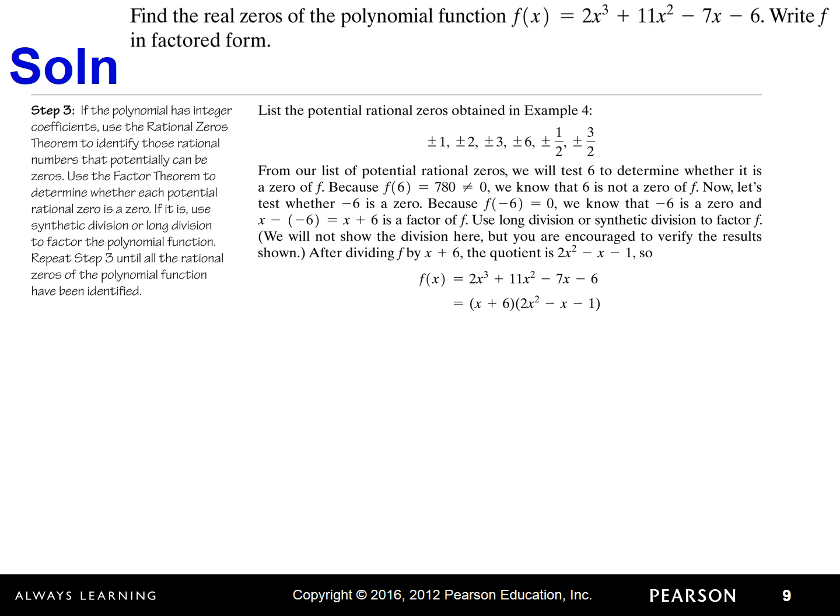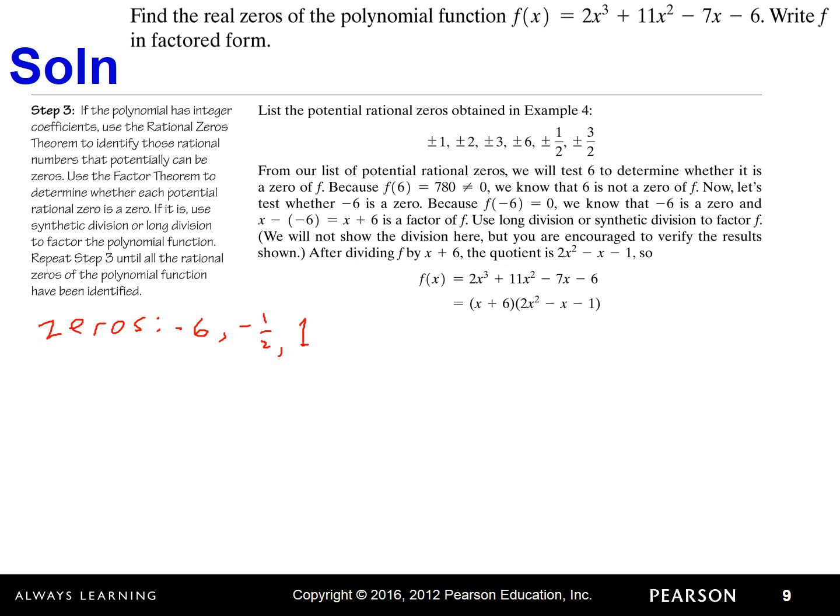Now, we are to write f in factored form. Okay, we know the zeros. We've done the first part of this, so the zeros are negative 6, negative 1/2, and 1. Now we have to write f in factored form.